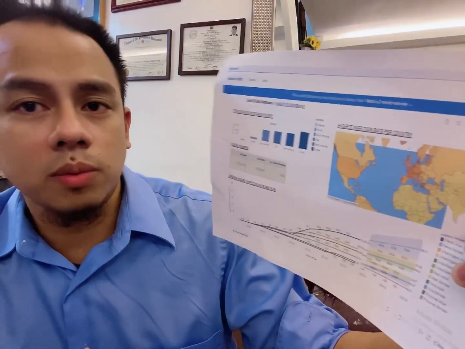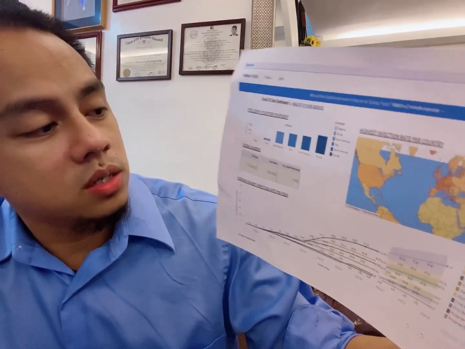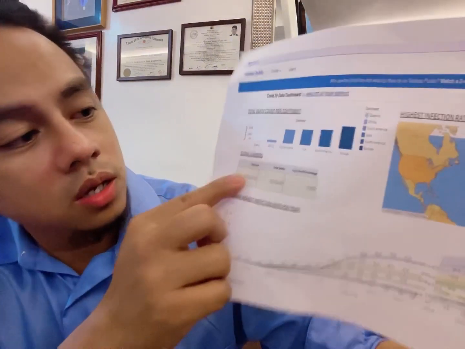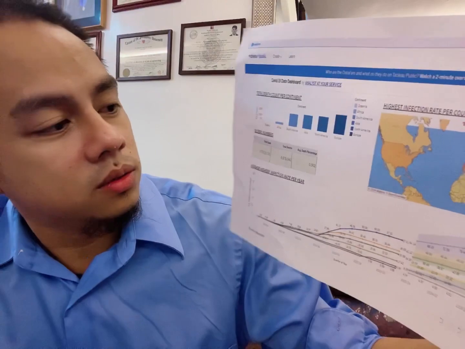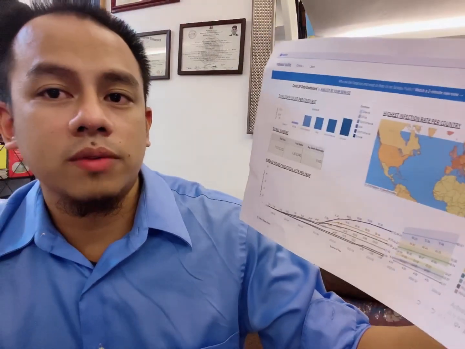Next is global numbers. As you can see here, it shows the total cases, total deaths, and average death percentage of the COVID-19 data.